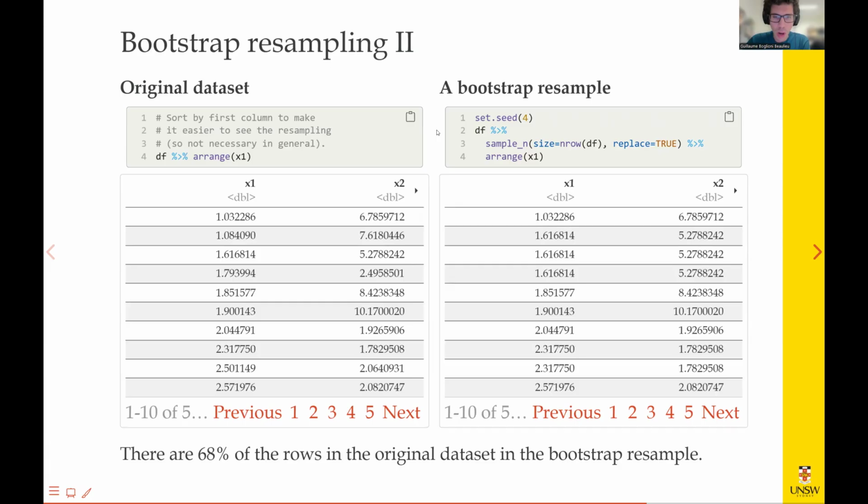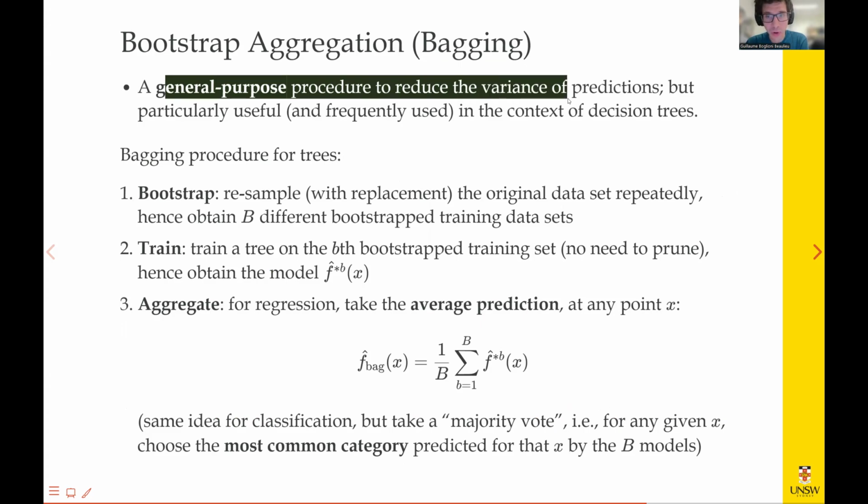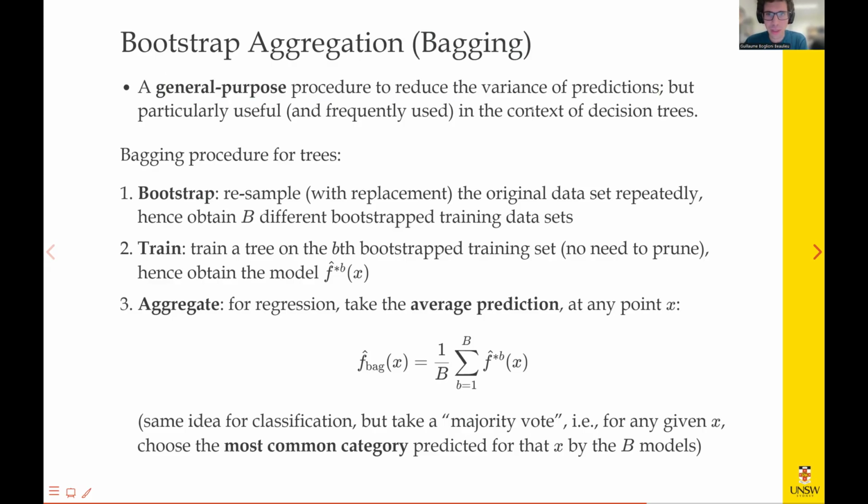And so how do we use this idea of bootstrapping different samples to create a more powerful tree-based method? Well, this is what we do: bootstrap aggregation, bagging for short. It's a general purpose procedure to reduce the variance of predictions. So yes, this should reduce the variance of our predictions and hence also reduce their overall prediction error, mean squared error. So that's good. It's broadly applicable, but it's particularly useful in the context of decision trees.